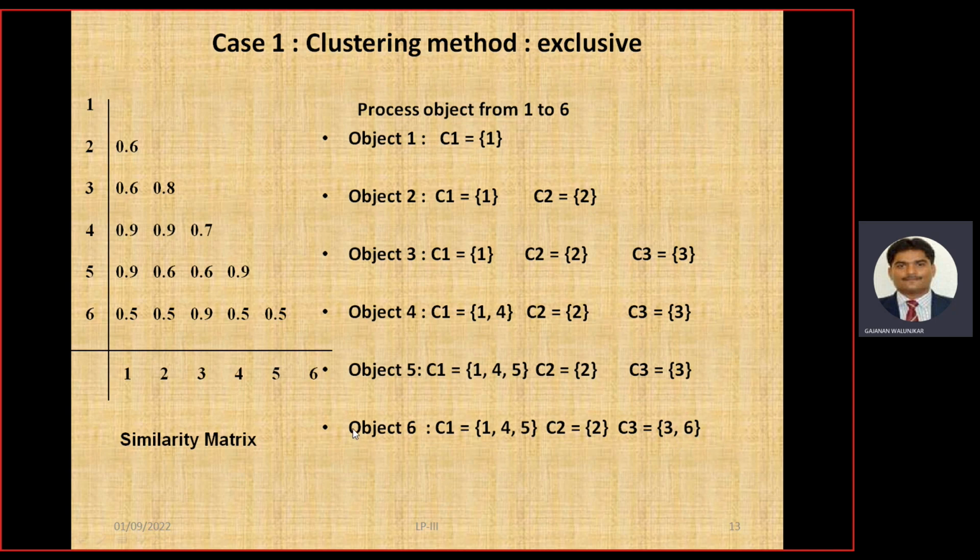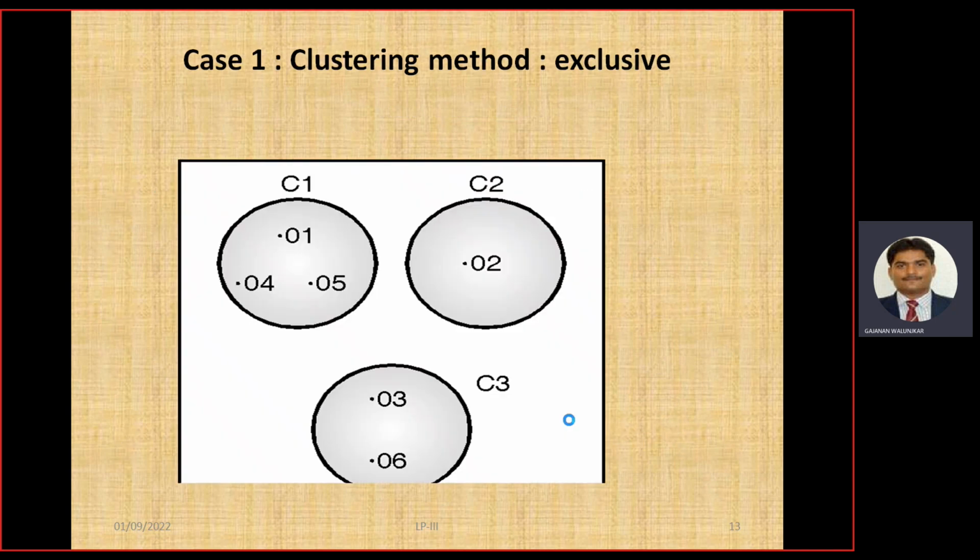So we have completed the processing of all the objects and comparisons, and finally we remain with 3 clusters C1, C2, and C3 with 3 objects in C1, 1 object in C2, and 2 objects inside C3. Okay. So for the same exclusive approach, graphically we are representing cluster C1 with these 3 objects, cluster C2 with 1 object, cluster C3 with 2 objects. One important point that you have to notice: it's an exclusive approach, that means no object is repeated in another cluster.